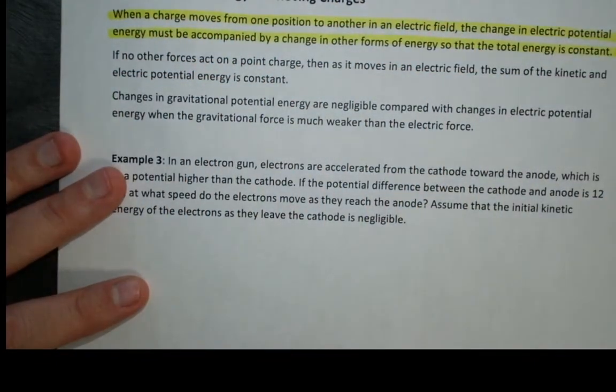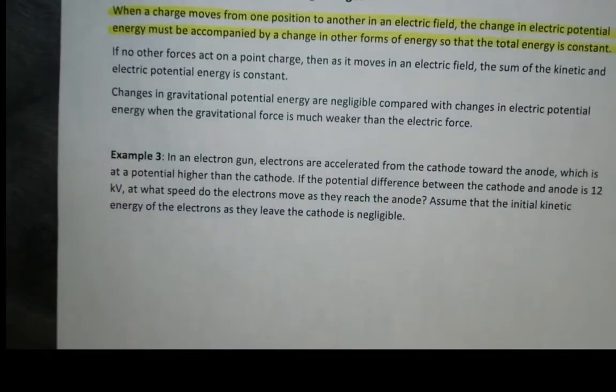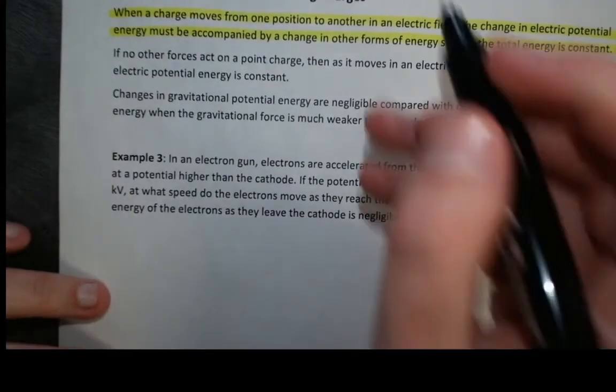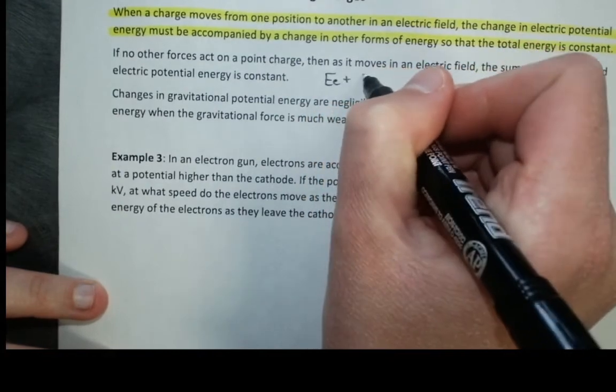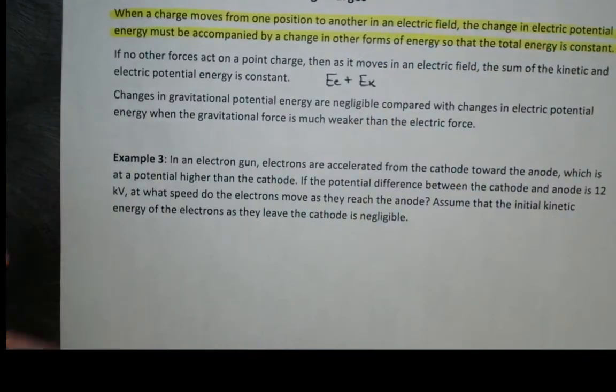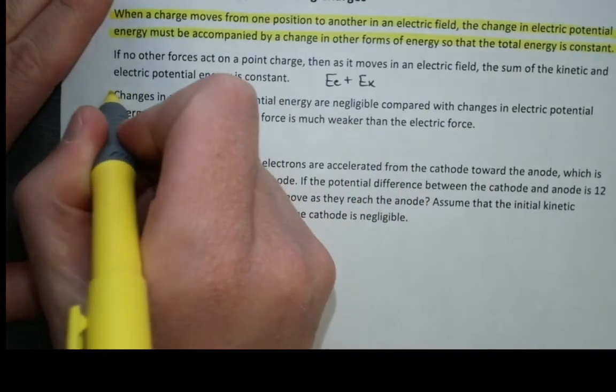So if no other forces are acting on a point charge, then as it's moving into an electric field, the sum of kinetic and electric potential is constant. That would be this. Changes in gravitational potential are negligible compared with changes in electric potential when gravity force is much weaker than the electric force.